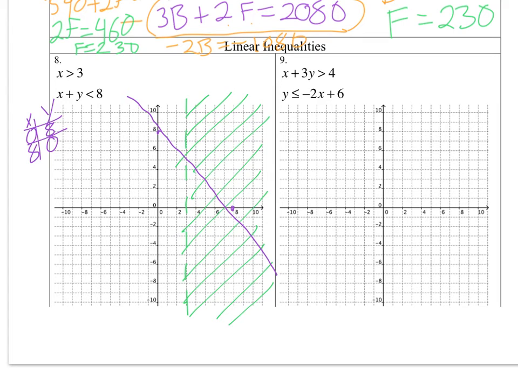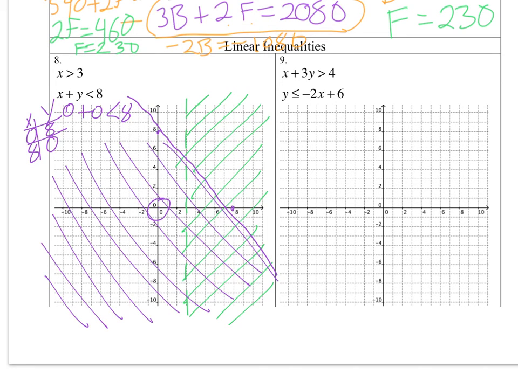And what I'm trying to do is figure out which side of this line to color in. If I take a look at a random point, let's say 0, 0, and see what happens. If I plug in 0 plus 0, I do get less than 8. That means I'm going to be coloring in this side of the grid. If I had gotten something that was not true, okay, let's say I tried the point, I don't know, 10, 10. We'd get 10 plus 10 is less than 8. Not true. I would not color that side in. I color the opposite side in.